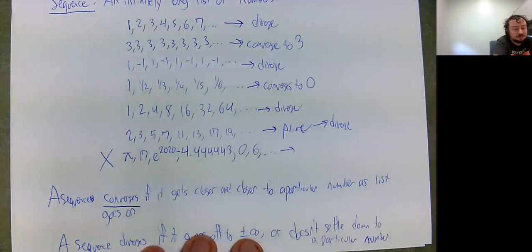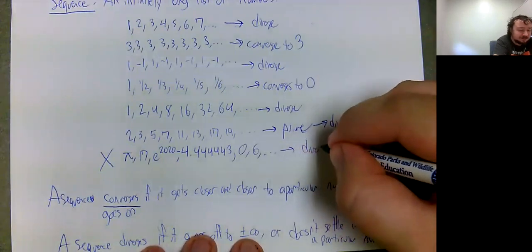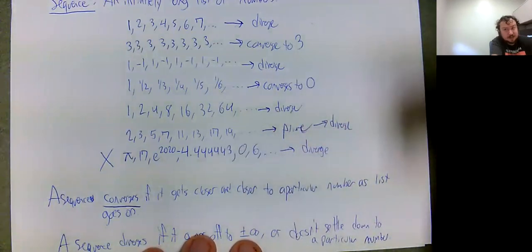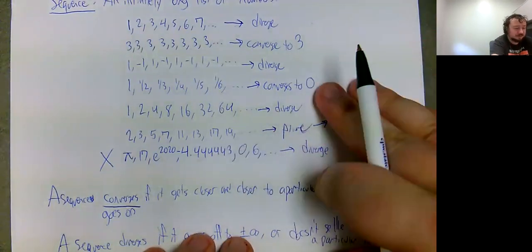It's kind of like a completely random sequence. So for all intents and purposes, this one's going to diverge as well. It's not really settling down to a particular number.